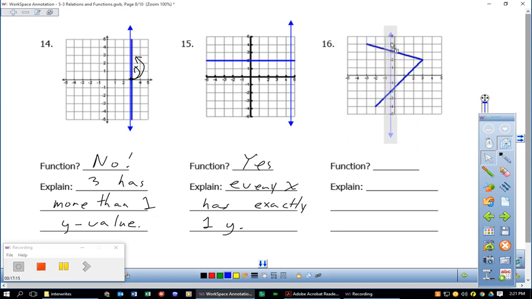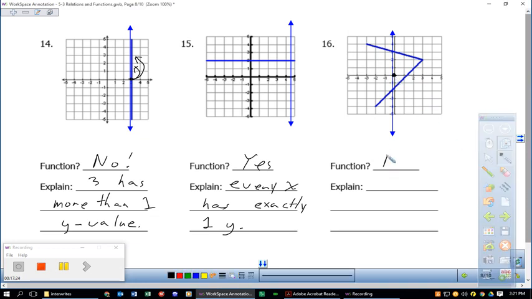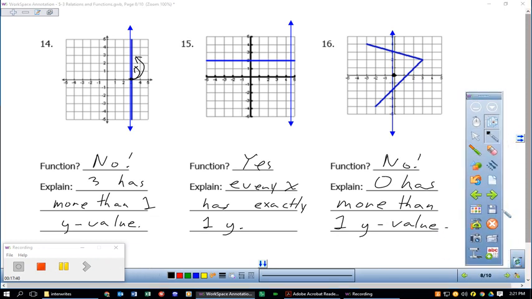Looks like I can cross actually right here. See if I can get it there. So I'm going to say 0 has more than one y. This one's not a function. 0 has more than one y value.